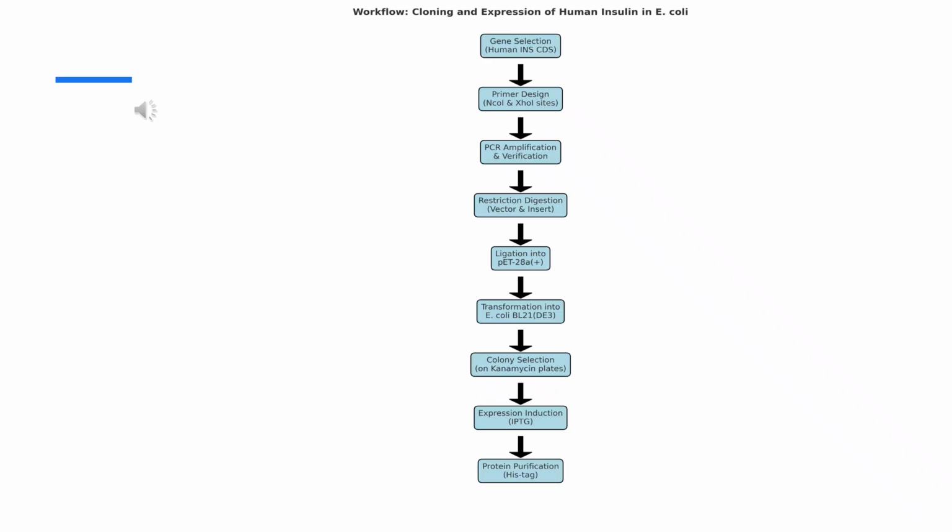So, this diagram summarizes the process from selecting the insulin gene, cloning into pET28a plus, and transforming E. coli BL21, inducing expression and purifying His-tag protein.